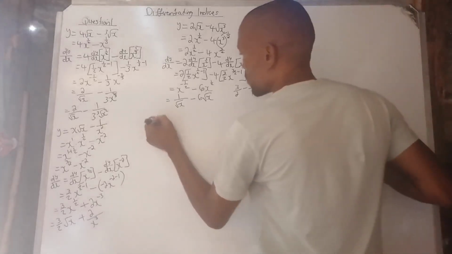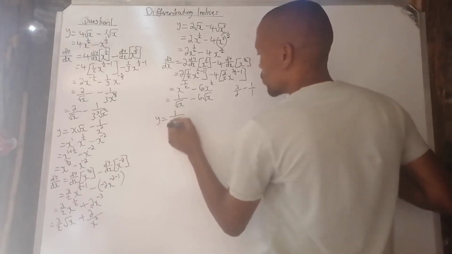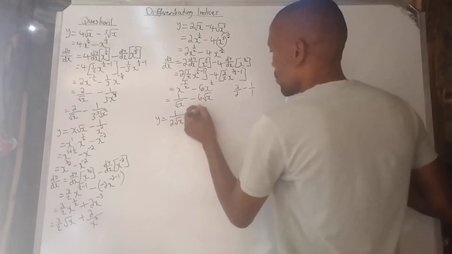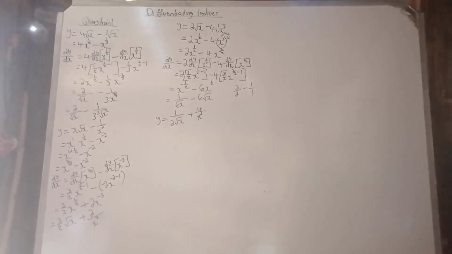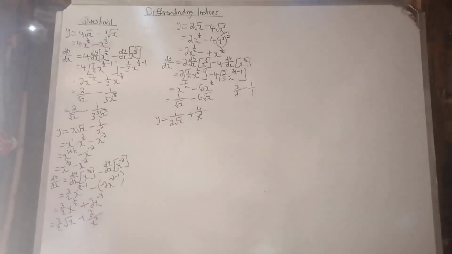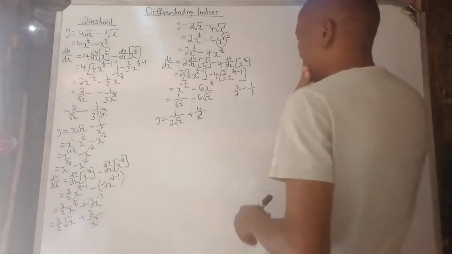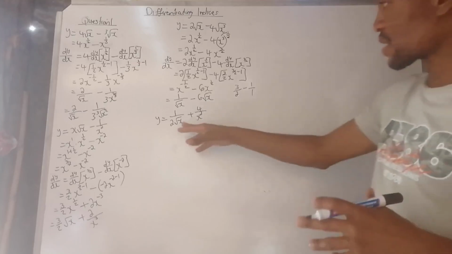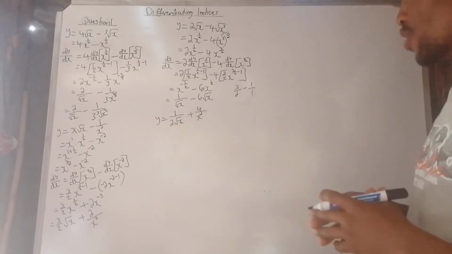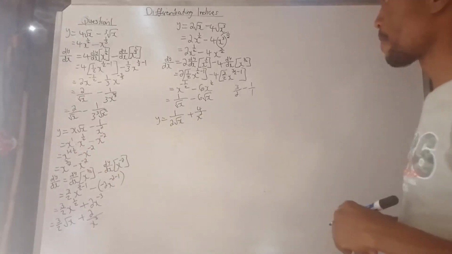We have y equals 1 over 2 root x plus 4 over x squared. These are very simple basic problems that I'm dealing with, but we will escalate as time goes on. So the trick here is, how do we write x as a numerator? Because it has to be of this standard form.